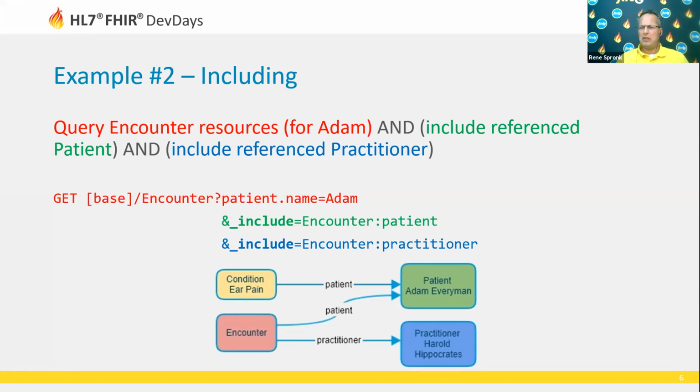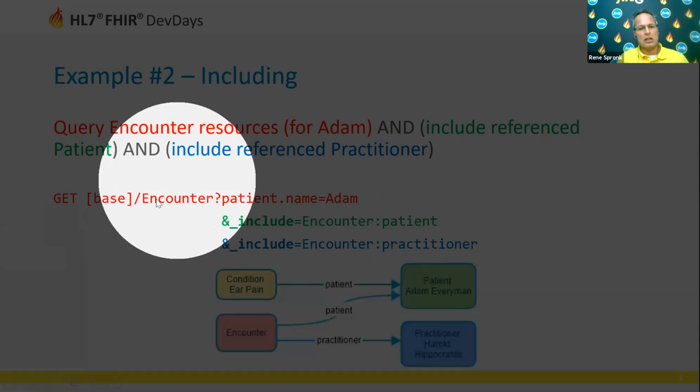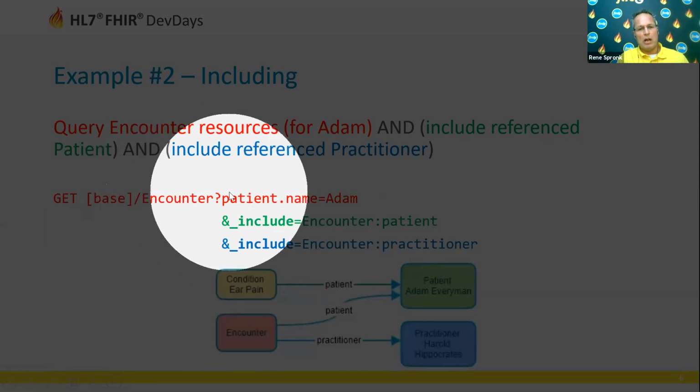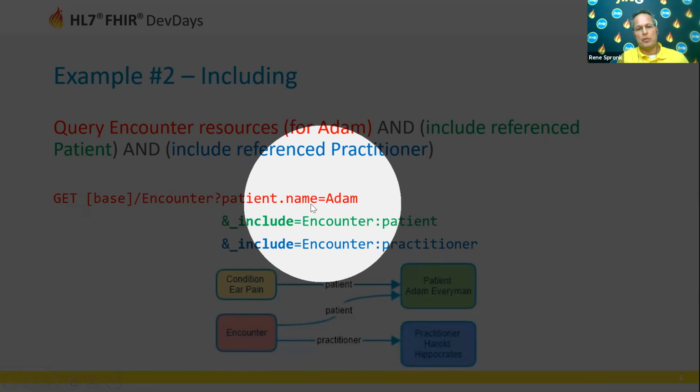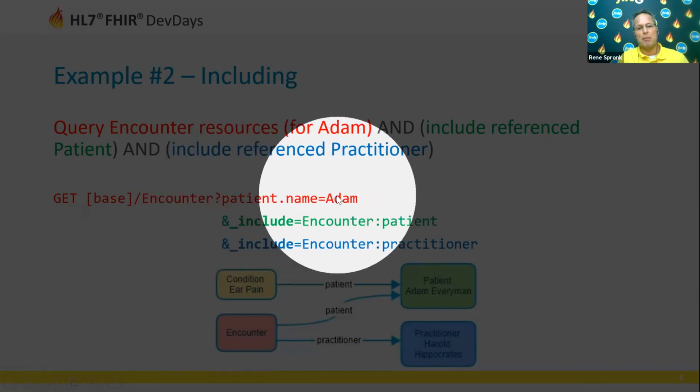Okay, so what do we have here? And you construct this graph again, shown here at the bottom of the slide, because we have condition, we have the patient resource, we have an encounter resource, and we have a practitioner resource. Okay, and then it says query encounter resources. Okay, for patient Adam, well, that's basic search mechanism. We've seen that before. Give me all encounters. Encounters are the focal resource. Where patient.name, this is forward parameter chaining. You should know about that. Give me all encounters for patient Adam.